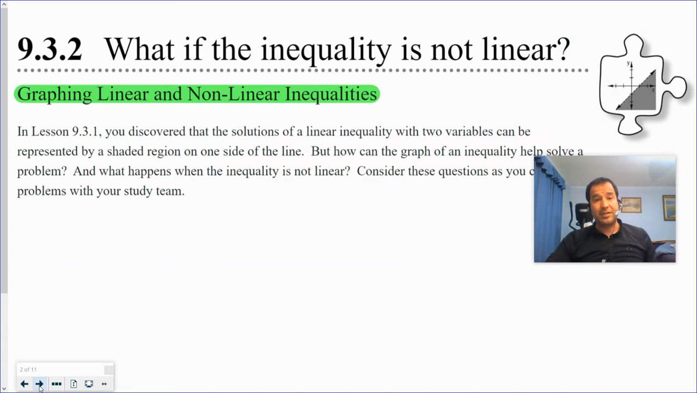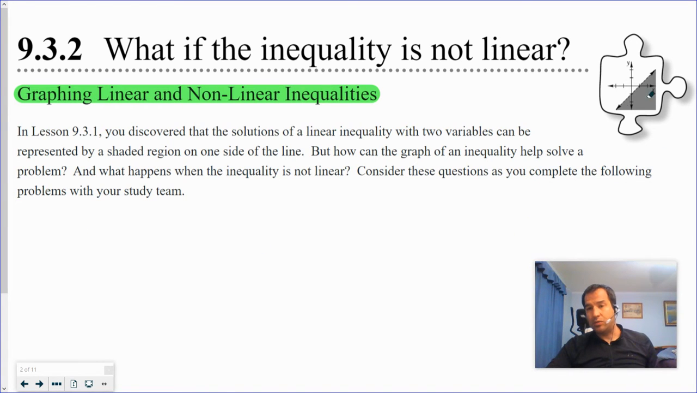Okay, let's get started. What if the inequality is not linear? We've been working on graphing linear inequalities, but now we're looking at nonlinear. In lesson 931, you discovered that the solution of a linear inequality with two variables can be represented by a shaded region on one side of the line. But how can the graph of an inequality help you solve the problem? And what happens when the inequality is not linear? Okay, so let's get started with that.